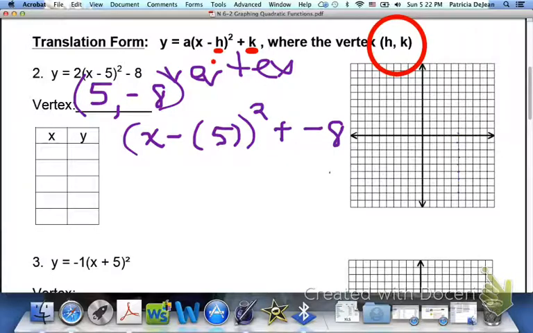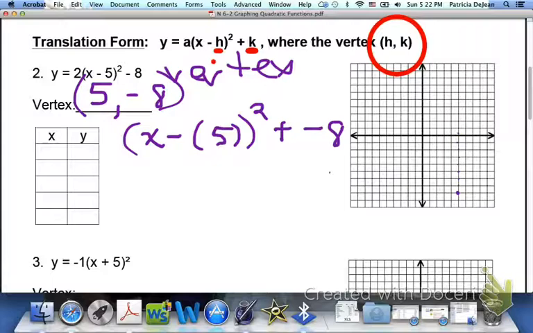See if I can get that a little bigger without trying to select everything. Okay. So that's our vertex form, and I tend to call it vertex form rather than translation form. Now we can pick our x's. We really want to pick them right around the vertex, since the parent function had a vertex at 0, but this one has a vertex at 5, -8.